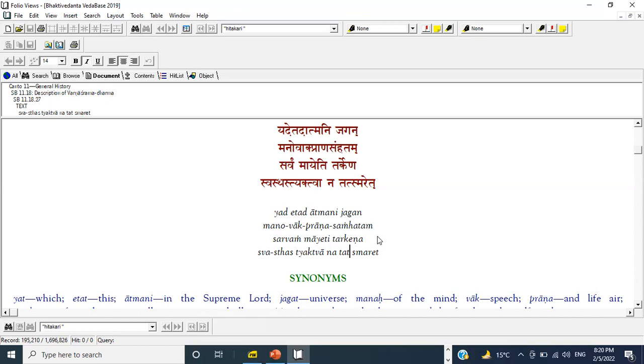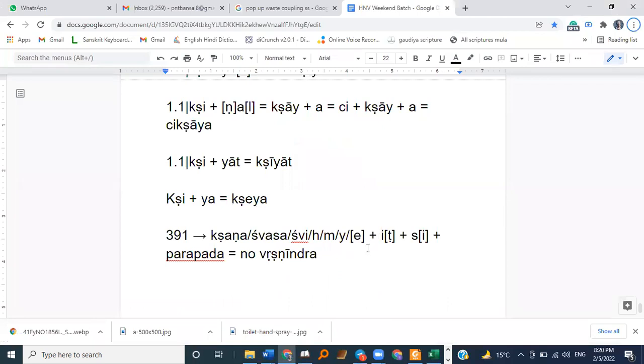In Sanskrit, you say asamapika kriya, infinite verb. Asamapika kriya. Okay.